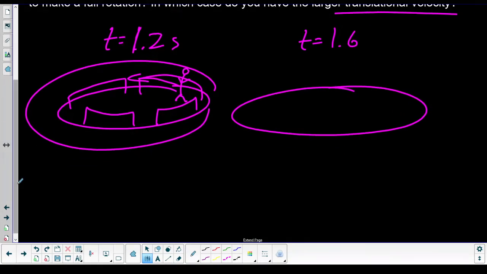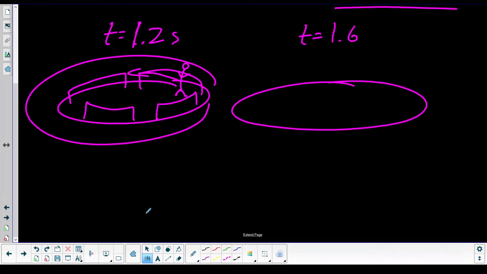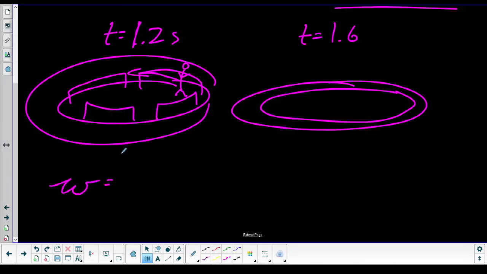So if we want to know this, let's look at a couple of things. Obviously, this one takes more time, but you're going in a bigger circle. So what omega is, it's the total rotation, change in theta over change in time. Okay, so let's find omega first. In both cases, our full angular displacement is 2 pi. You go in a full circle in both of these.